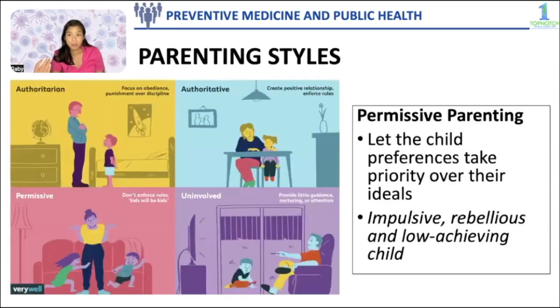So according to what we know about preventive medicine, parenting styles can be either authoritarian, authoritative, permissive, or uninvolved. Now, in permissive parenting, we generally don't reinforce rules. We always shrug and say kids will be kids. So we let the child preferences take priority over our ideals. And so, according to preventive medicine, this can result in children who are impulsive, rebellious, and low achieving. Again, this is not really real life, but for the purpose of the boards.